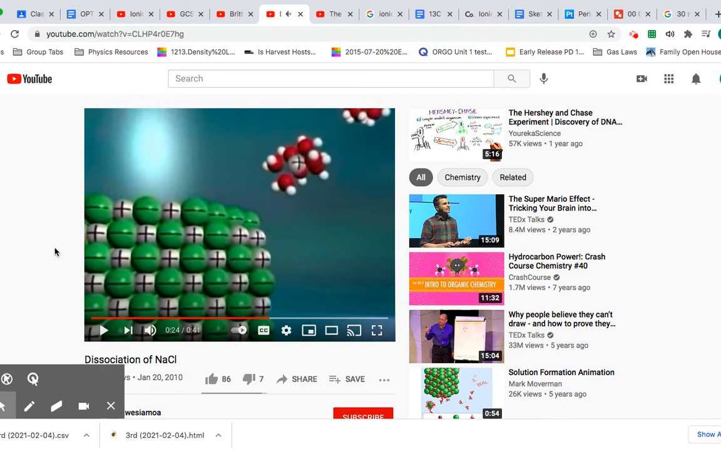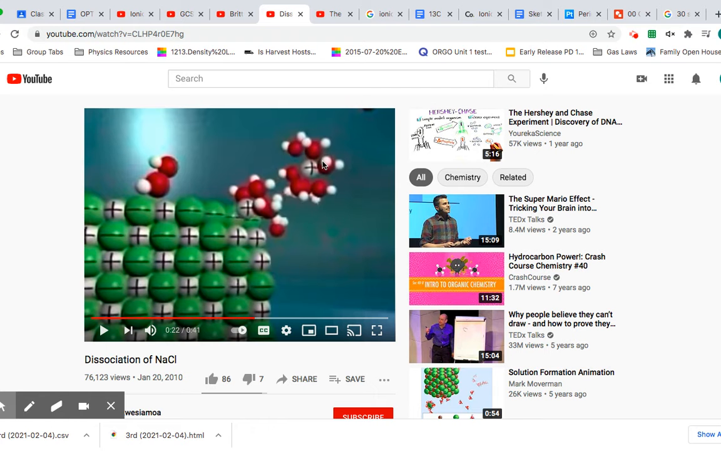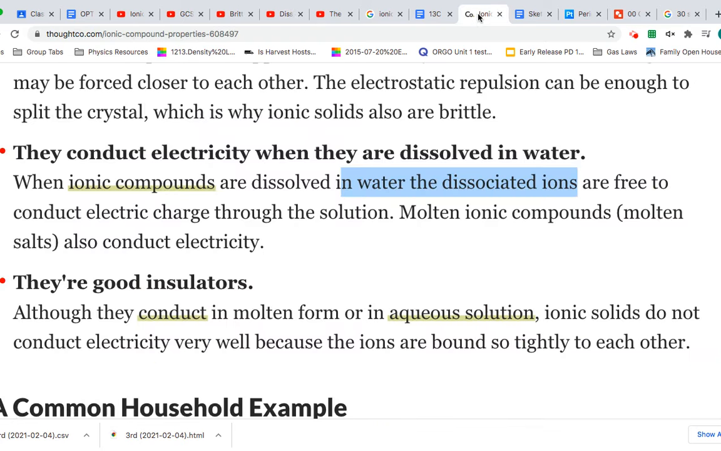So basically, the video got chopped up a little bit there, but hopefully you can follow along with the rest of it. The water molecules come and peel this back, and this is the dissociation of the ions. So now these ions are free and moving around in the water because they're not attracted to each other anymore. So now we have positive and negative charges in the water. I'm going to play this video to show how they conduct electricity and why they're good insulators.